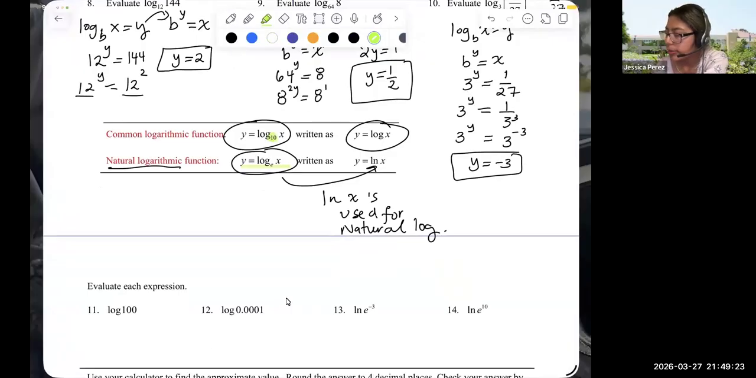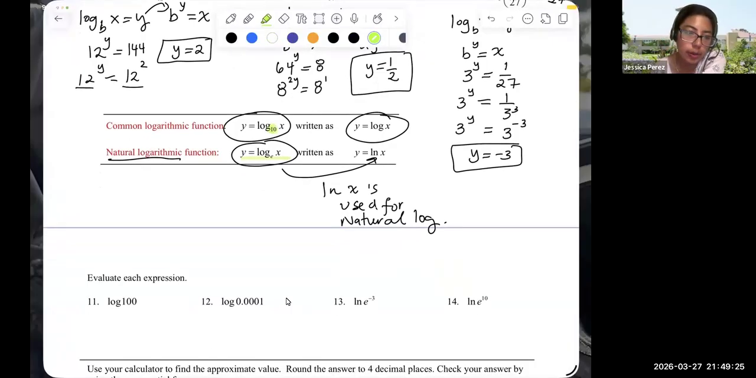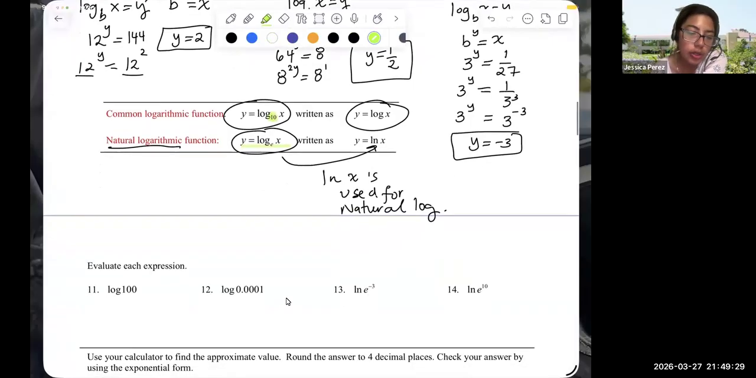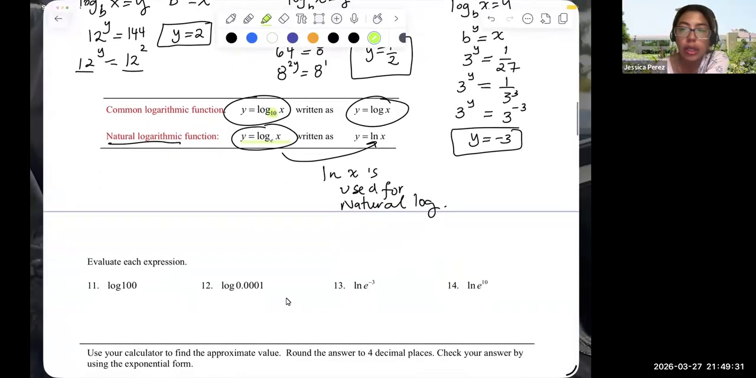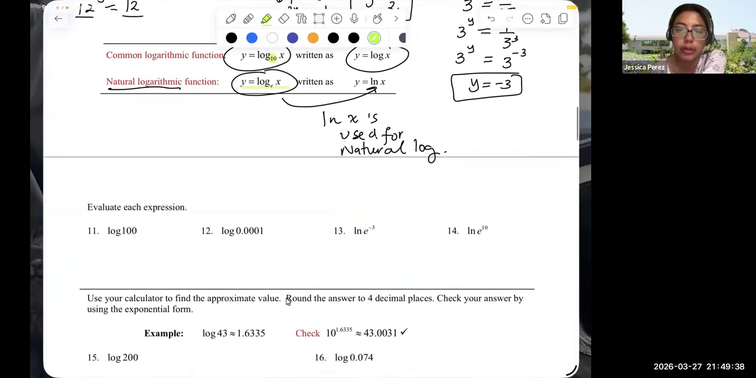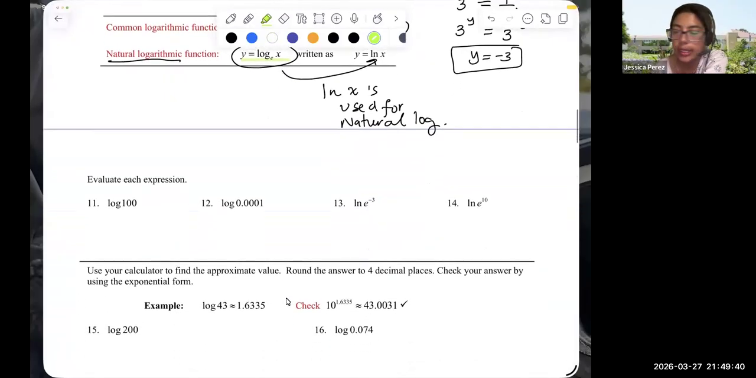So our goal is to evaluate each expression. You may also use a calculator. There's a feature on your calculator that allows you to use log, but I will ask you to compute this making sure that I see all of the work, because all of the work is required for the test. So let's get started. I have log of 100. Make sure that you rewrite. You notice that there's a common log.